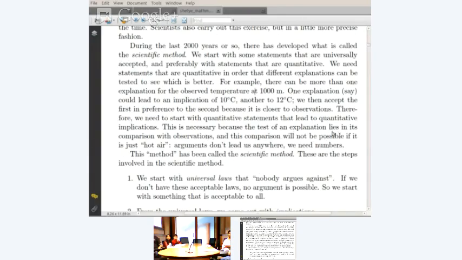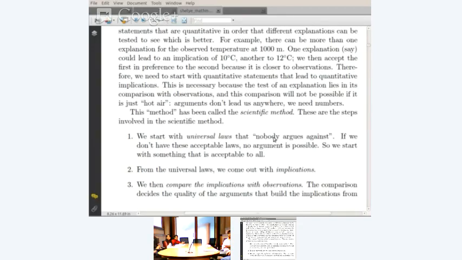This is necessary because the test of an explanation lies in its comparison with observations, and this comparison will not be possible if it is just hot air. Arguments based on the chair that you sit on or brute power or whatever are of no use. We, in physical sciences, need numbers from observations. So observations must be quantitative, and likewise, the explanations that you come up with must lead you to numbers. They must be quantitative. Now, this is something being attempted in biological sciences too, and typically that is where the word modeling comes in.